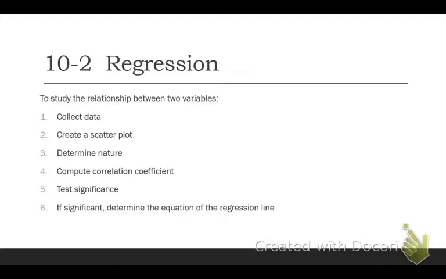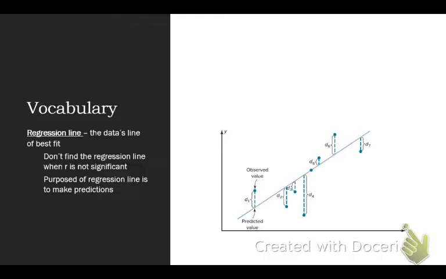And after we test the significance, if it is significant, that is when we are allowed to go to the next step, which is to find the regression line. So the regression line is the data's line of best fit. It's not the exact line that the data points follow, because obviously it's a scatter plot, so there is not really a single line or a linear function that can encompass all of that, but we can get really close.